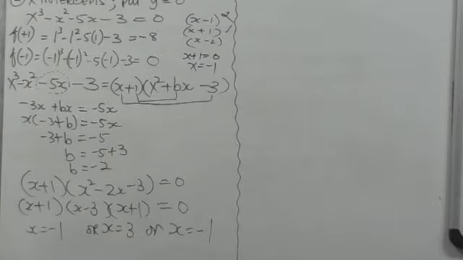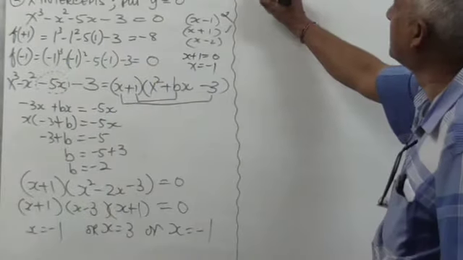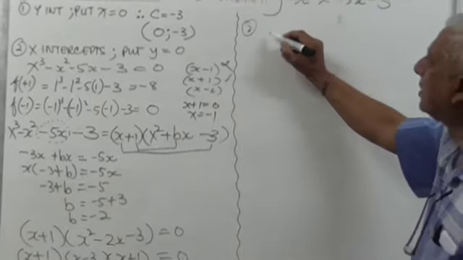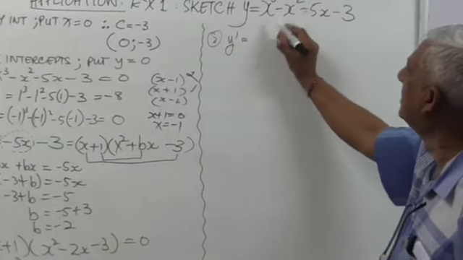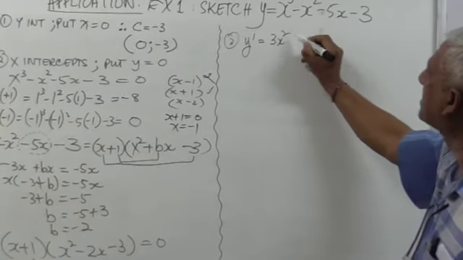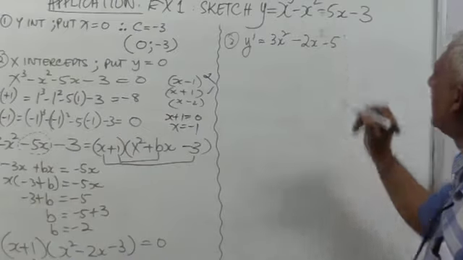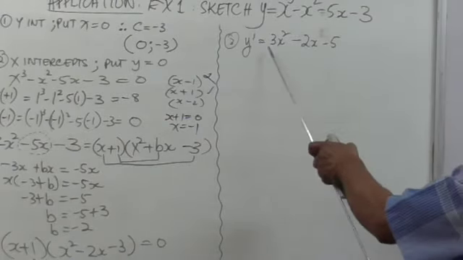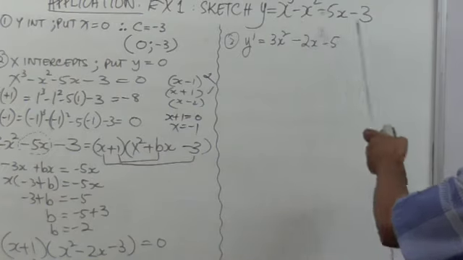Alright, so we finished 1, we finished 2. Now we're going to move over and find the derivative, which is number 3. So y prime is equal to 3x squared minus 2x minus 5. That's the derivative.